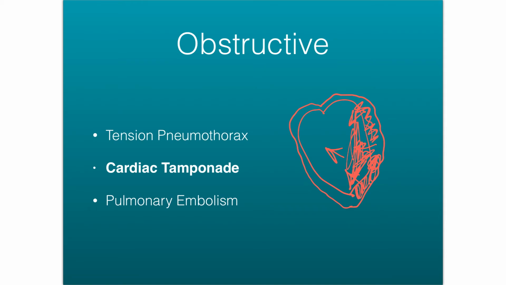Now with the signs of this, again, you're going to have the JVD, the jugular vein distension. You're going to have what they call muffled heart tones. So when you listen to the heart, it's going to sound kind of distant or far away. I'll be honest, that's kind of hard to hear. You're going to have a narrowing pulse pressure, but you should have that on many types of shock.